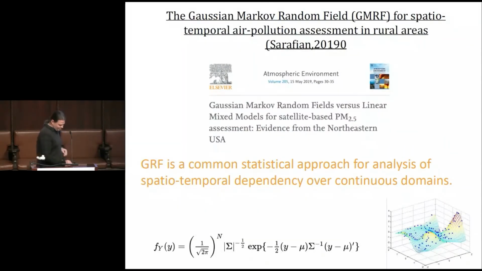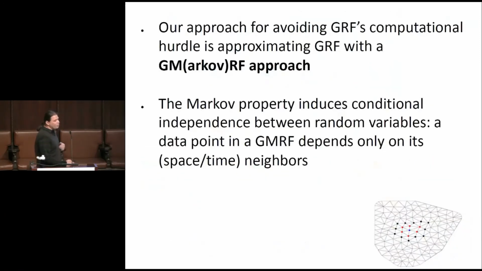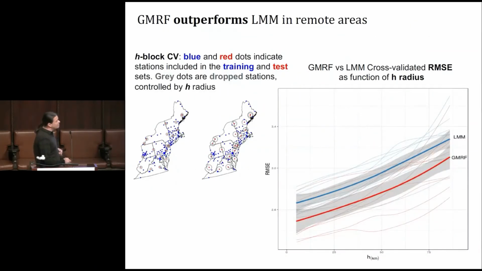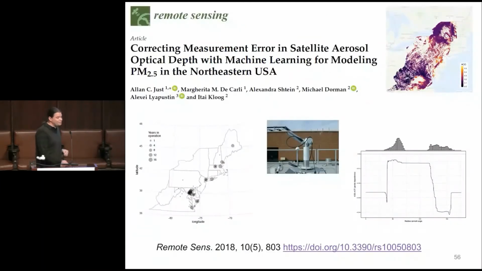I think I'll skip this because of time limitations, but we have different approaches to also predict PM robustly in rural areas using a GRF or GRMF approach, where we use Markov properties to enhance the GRF approach. And you can see that the models perform much better as you move away from a monitor, compared to the linear mixed effect model. We published this as well a few months ago, and we're going to incorporate that in our next ensemble modeling approach.